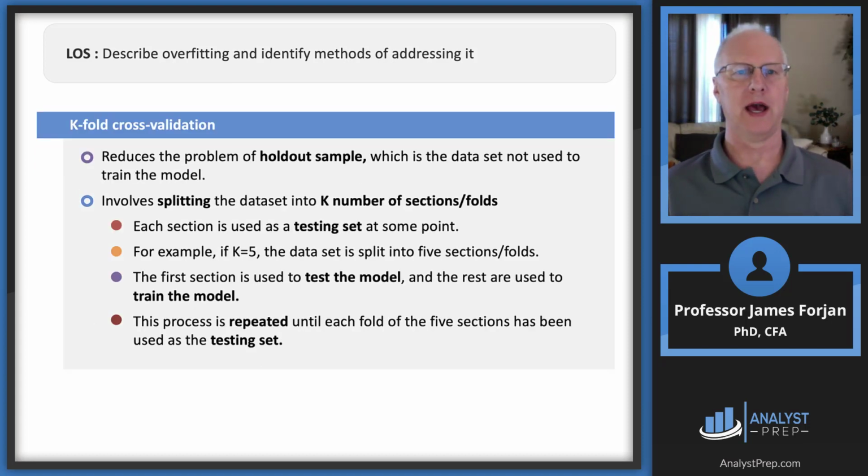Let's take a look at one method of cross-validation. This is known as k-fold cross-validation. Look at that orange circle point there in the middle. For example, if k equals 5, the data set is split into 5 sections, or folds. Now, as I was reading through in preparing for this slide, I noticed that the CFA Institute in this reading says k is usually 5 or 10, and there's no explanation for 5 or 10.